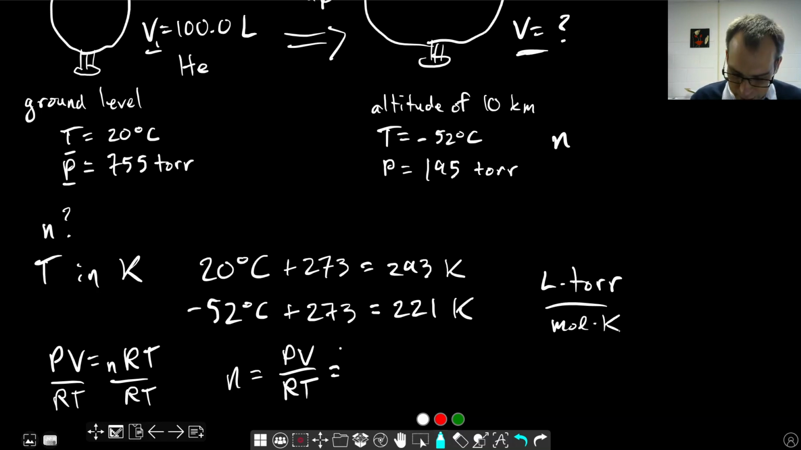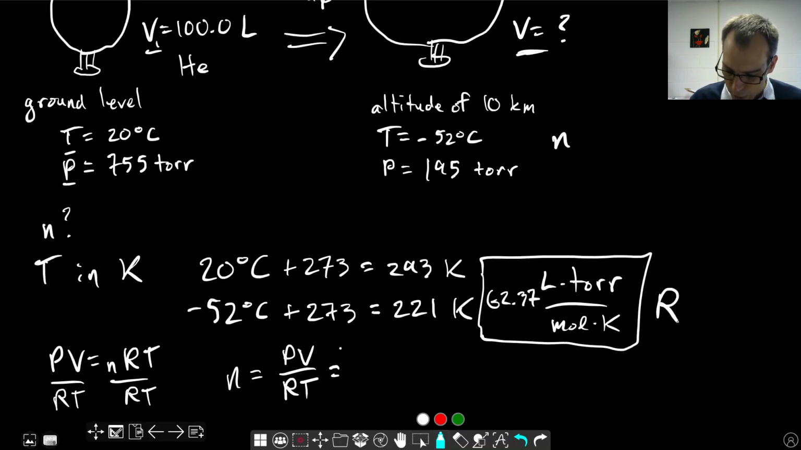And from your textbook, that is equal to 62.37. So that's not something you need to memorize, but that is the value of R we're going to use in this problem. Again, that's completely the same as the other values of R that we discussed, just the units have changed. So R is the same value, just the numerical value changes because we're expressing it in different units.